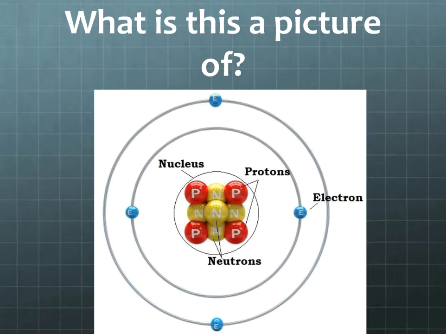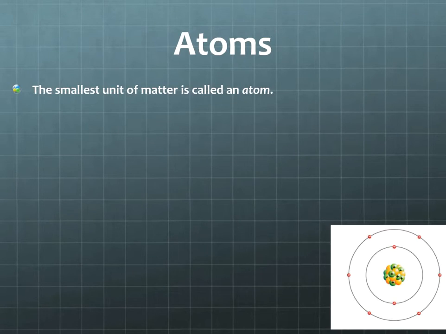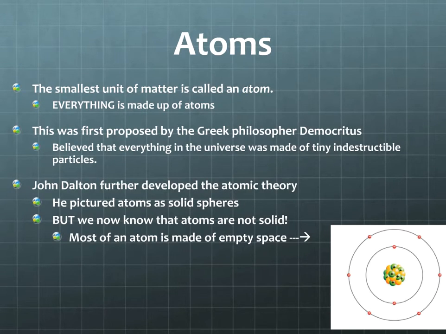So what is this a picture of? And hopefully you're telling yourself that's a silly question because that is a picture of an atom, Mrs. Brodsky. You are correct. So the smallest unit of matter is called an atom. And again, they make up everything from your computer to your table to the water sitting next to you. They were first proposed by the Greek philosopher Democritus, who believed that everything in the universe was made up of tiny, indestructible particles. He was on the right track, and John Dalton further developed that theory.